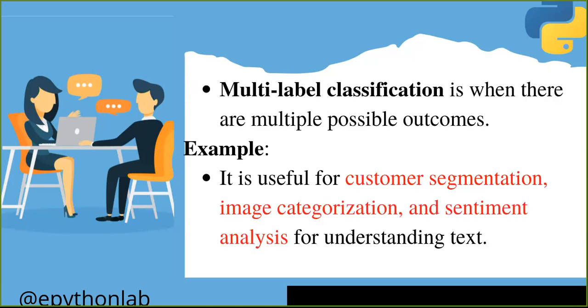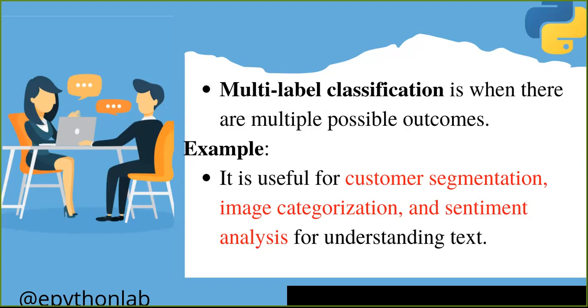And not only binary classification, we may have multi-level classification, which is when there are multiple possible outcomes. If we have multiple possible outcomes, we are going to use multi-level classification algorithms. For example, it is useful for customer segmentation. Customer segmentation is one example of multi-level classification. Image categorization may have multiple possible outcomes, and sentiment analysis is used for understanding text.